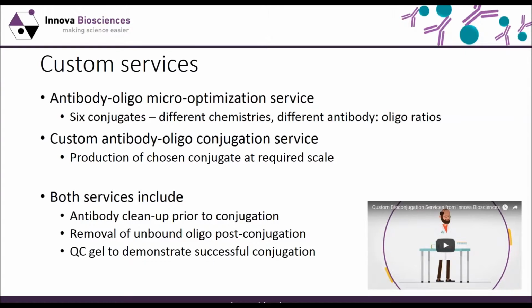Our custom antibody oligo conjugation service follows on from our micro-optimization, or can be used as a standalone option. This provides you with your chosen conjugate at a scale from 1 mg to 1 gram. Both services include antibody cleanup prior to conjugation, removal of unbound oligo following conjugation, and proof of successful conjugation in the form of a QC gel. Why not have a look at the custom services video on our website to find out more?